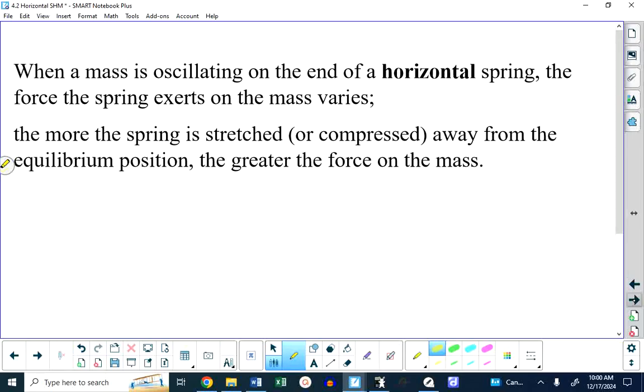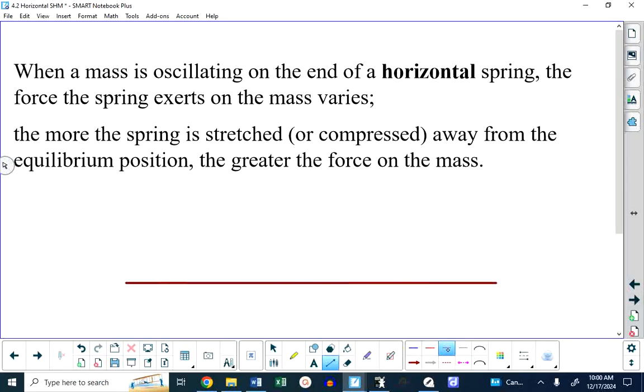So when a mass is oscillating on a horizontal spring, the force on the spring by the mass and the force that the spring exerts on the mass varies. What I would like you to do is imagine, and we have diagrams that I've created for you, but imagine right now that we have a frictionless horizontal surface. I have a wall that I have connected a spring to.